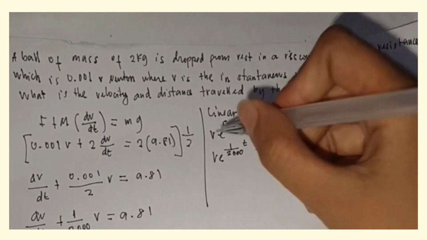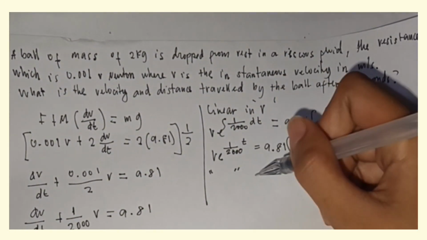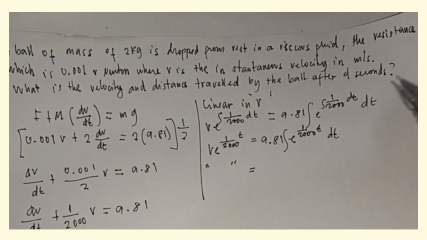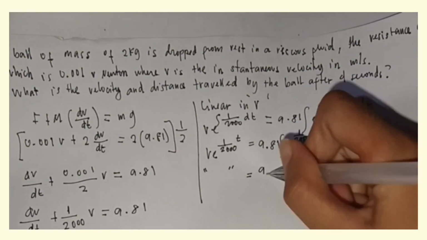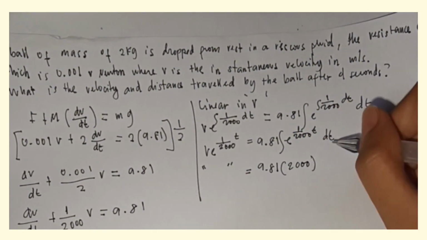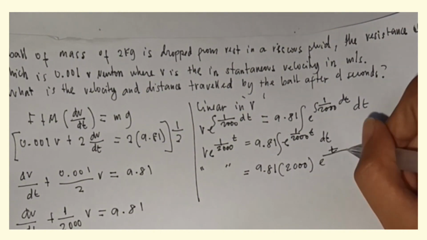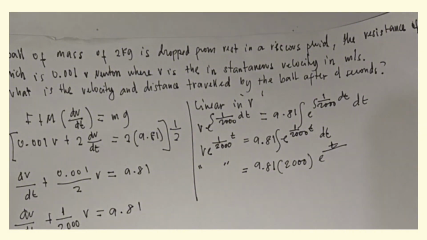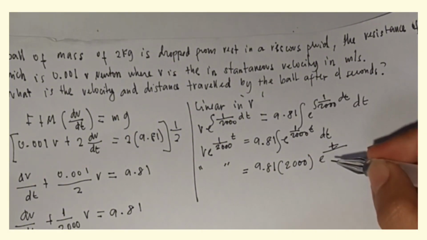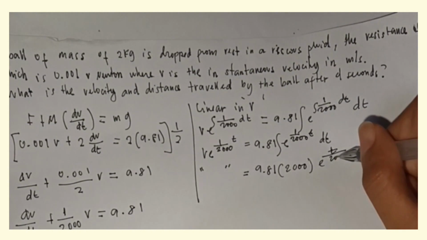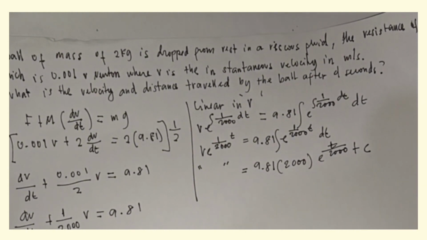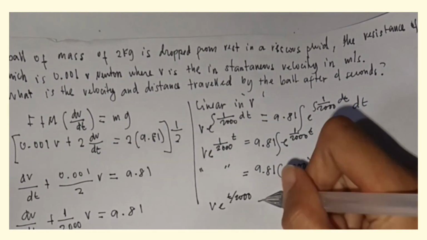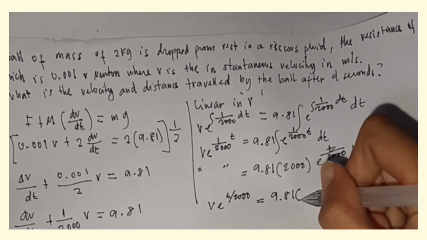If we integrate this, we will have a correction factor of 2,000, since the reciprocal of 1 over 2,000 is 2,000. So 9.81 times 2,000, and we copy the same e raised to t over 2,000 plus c. So we need to evaluate that. That is V e raised to t over 2,000 is equal to 9.81 times 2,000.